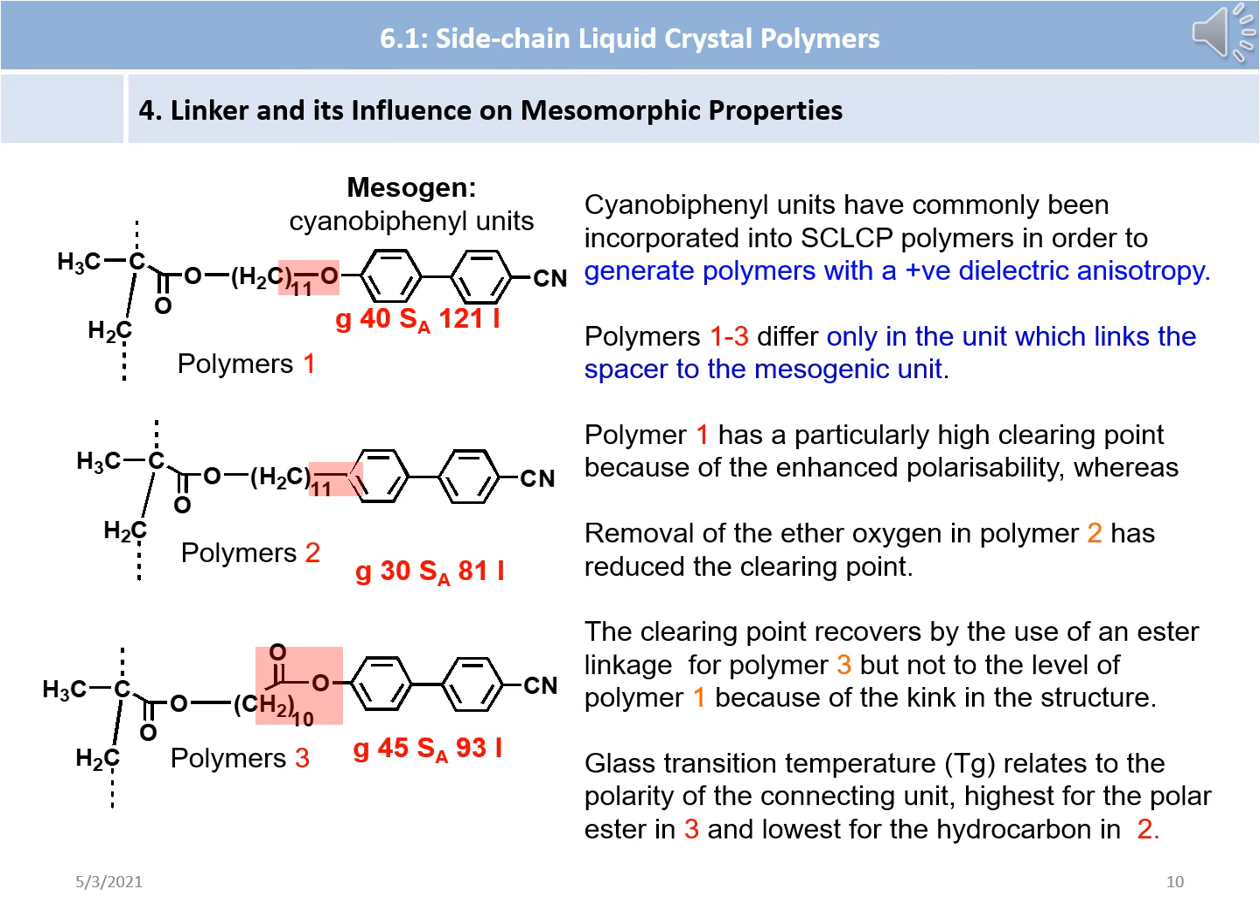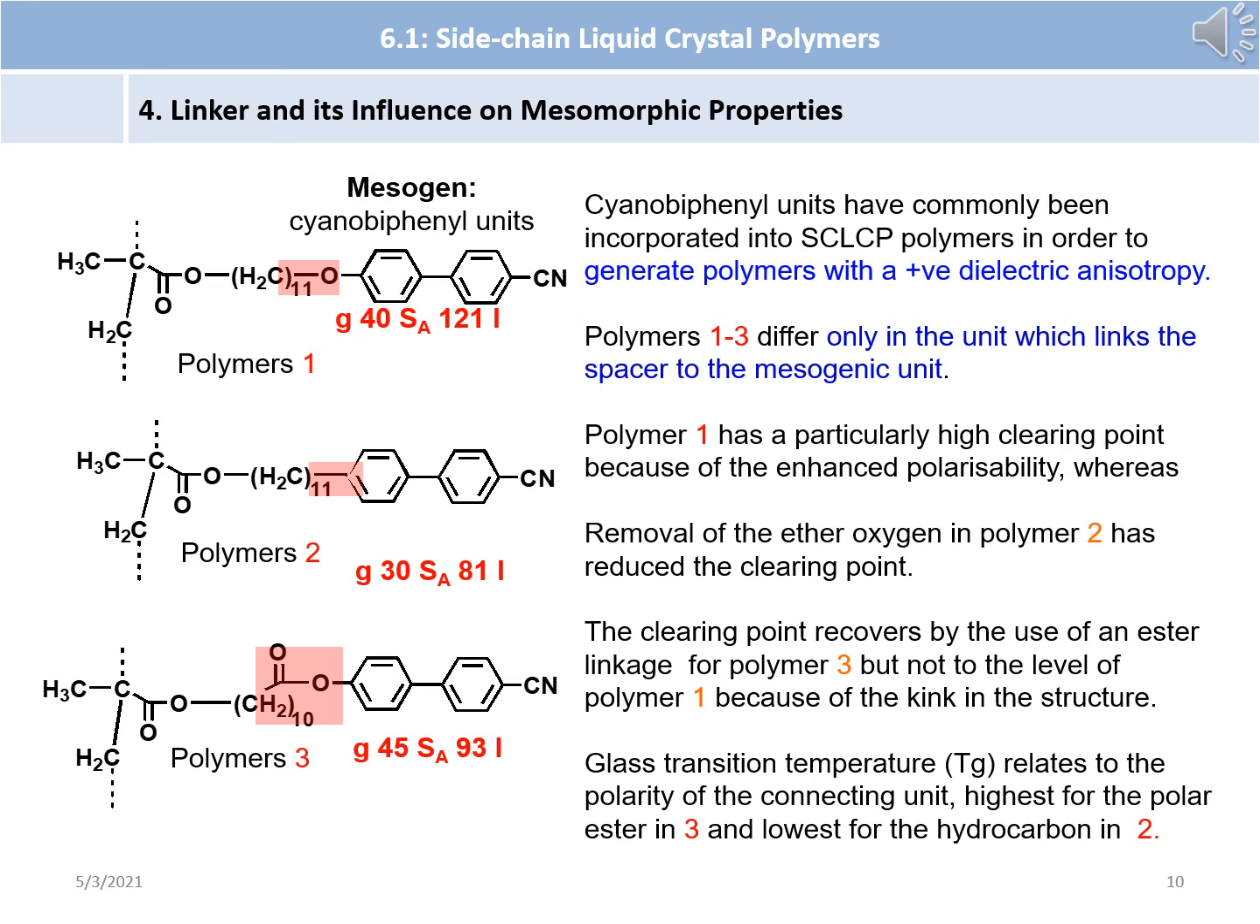Now, let's see the influence of the linker on the mesomorphic properties. On the slide, cyanobiphenyl was used as the mesogenic group. Cyanobiphenyl units have commonly been incorporated into side-chain liquid crystal polymers in order to generate polymers with a positive dielectric anisotropy. Polymers 1 to 3 differ only in the unit which links the spacer to the mesogenic unit.